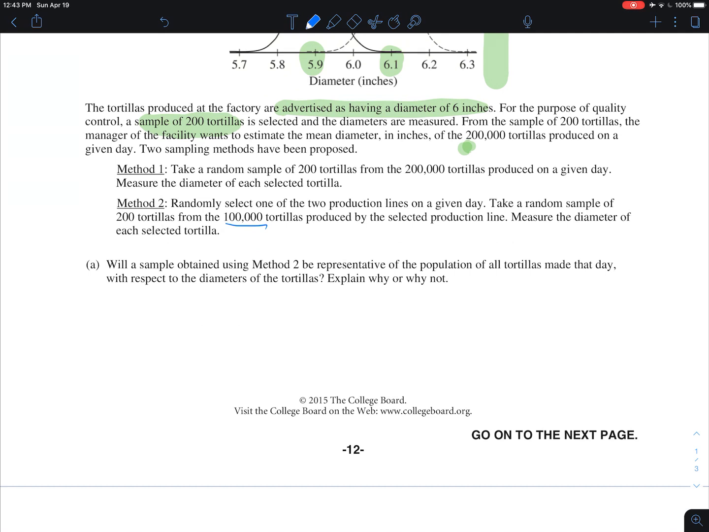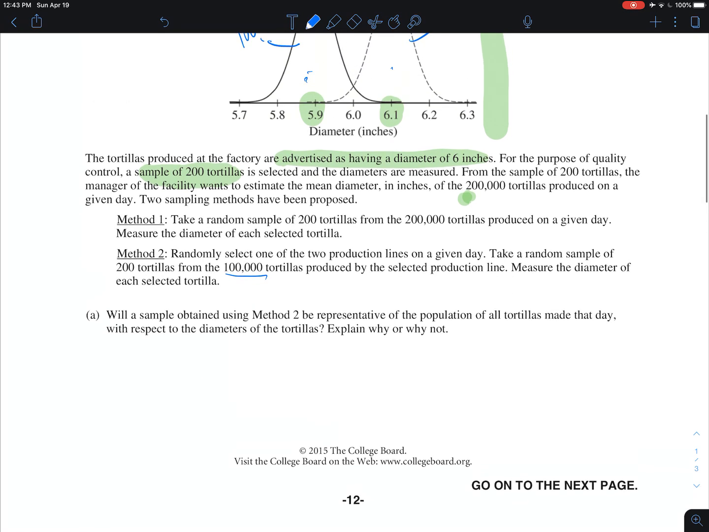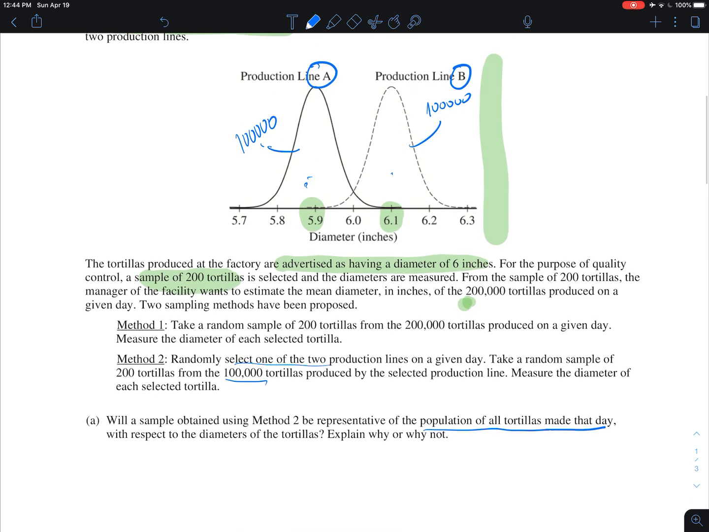Question A says, will a sample obtained using method 2, so that's where you randomly select one of the two production lines, will that be representative of the population of all the tortillas made that day with respect to diameters of the tortillas? Explain why or why not. So we're only choosing from either this 100,000 or that 100,000. So is it representative of the population of all tortillas made that day? Well, no. Hopefully you're saying to yourself, no, I'm either choosing from this group or I'm choosing from this group.